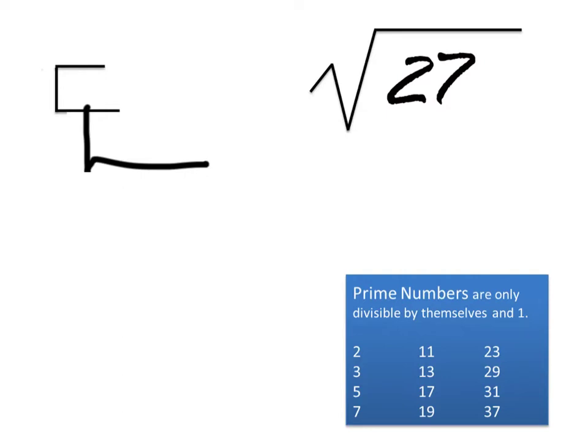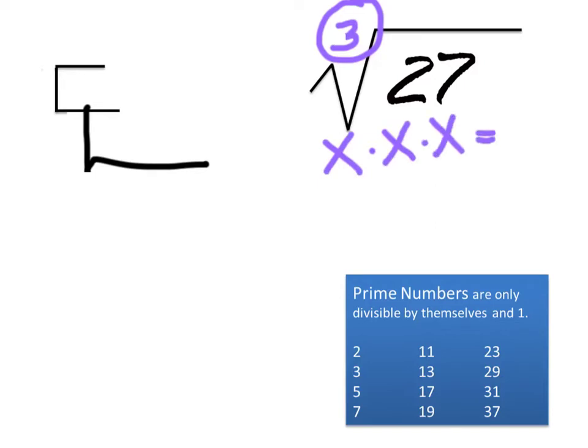So let's try a cube root. Let's try the cube root of 27. If there's going to be a cube root, because 2 is the default, you have to change up here and put in the 3. So what a cube root is, is what times what times what equals your number.